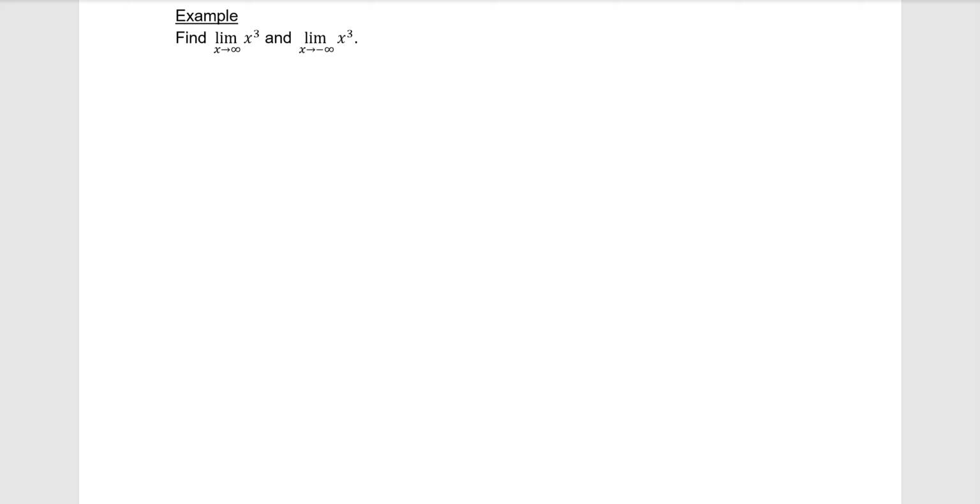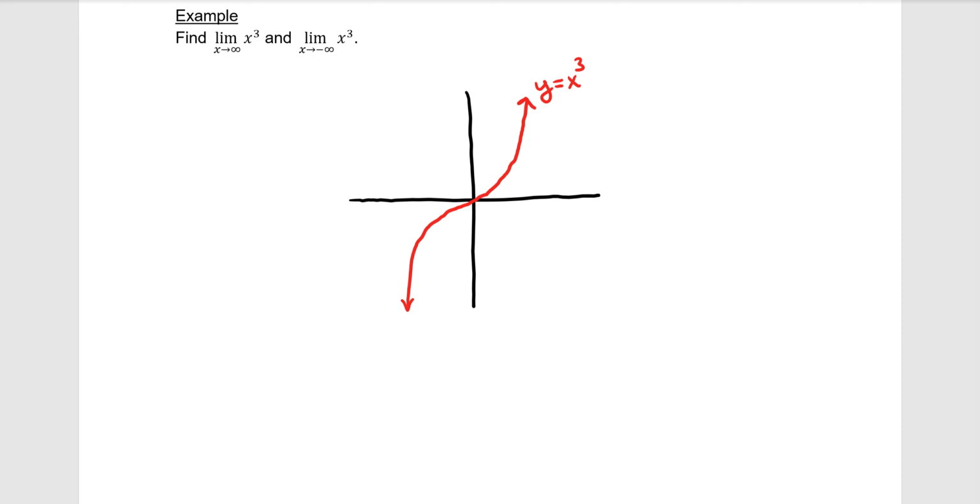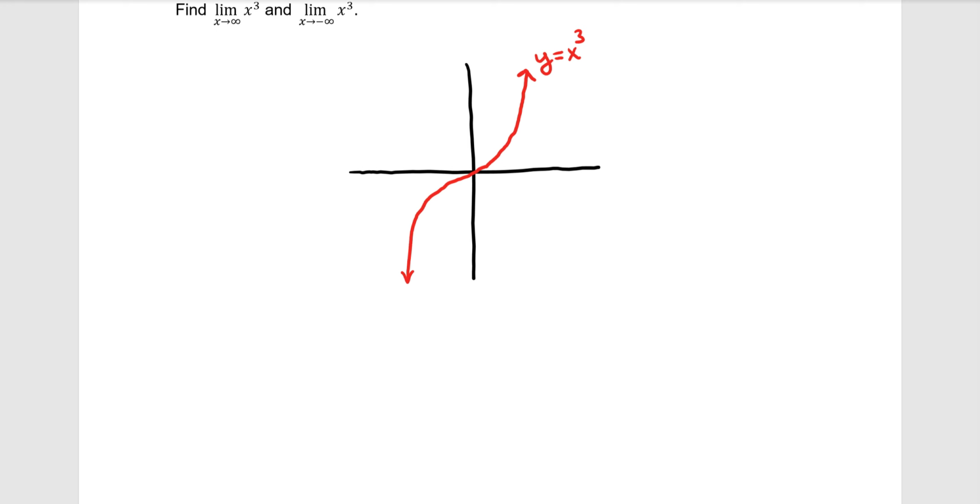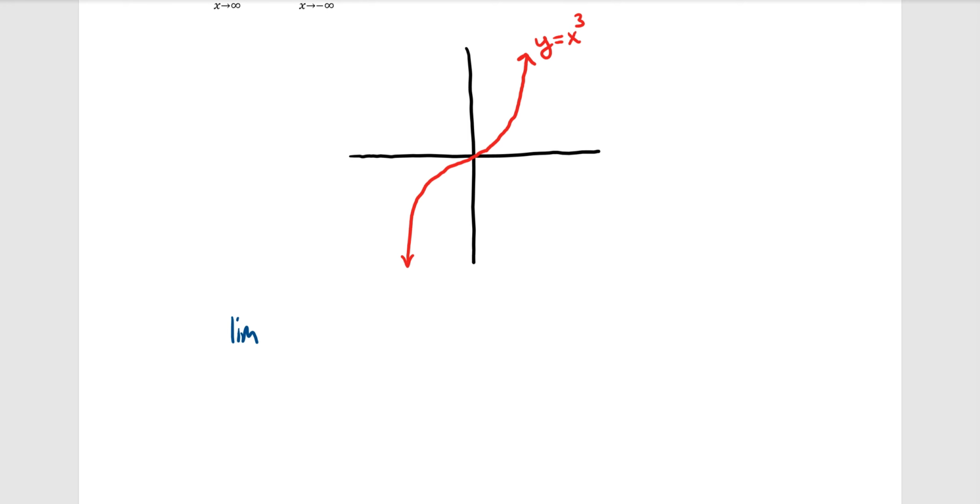We should know what the function y equals x cubed looks like. We should be able to visualize it and graph it pretty quickly. It looks something like this. So we can very clearly see what's happening here. Let's take a look at x goes to infinity first. So the limit as x goes to positive infinity of x cubed. If we are going further and further to the right, this function's blowing up, right? It's increasing without bound. So that means this answer is going to be infinity.